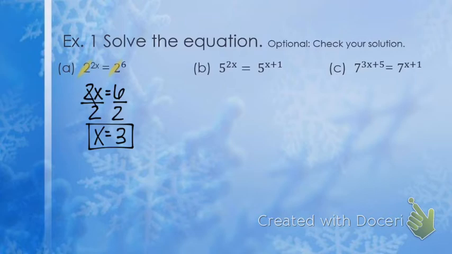Now look at letter B. Okay, first question. What are the bases in our problem and are they the same? 5 and 5. So, yes, they're the same. Since the bases are the same, what did you guys do next? Dropped those exponents and created an equation that you could solve. So 2x equals x plus 1.